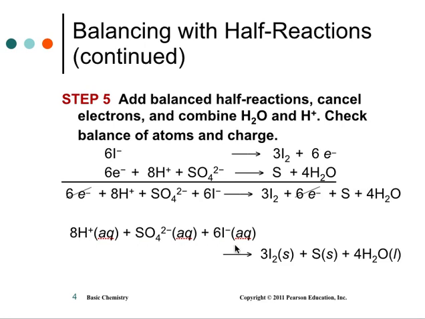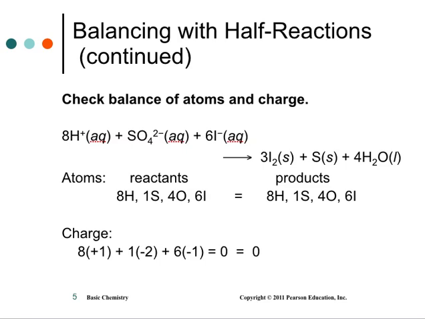So here is the entire equation that I derived from both sides. I did them individually and then added them up together. Okay, so you simply check them to see if you've got the same number on both sides. So the atoms, I've got 8 H's. Over here, 2 times 4, I've got 8 H's. Here I've got 1 sulfur. Over here I've got 1 sulfur. Here I've got 4 oxygens. Over here I've got 4 oxygens. And here I have 6 iodines. And over here, 3 times 2, I've got 6 iodines.